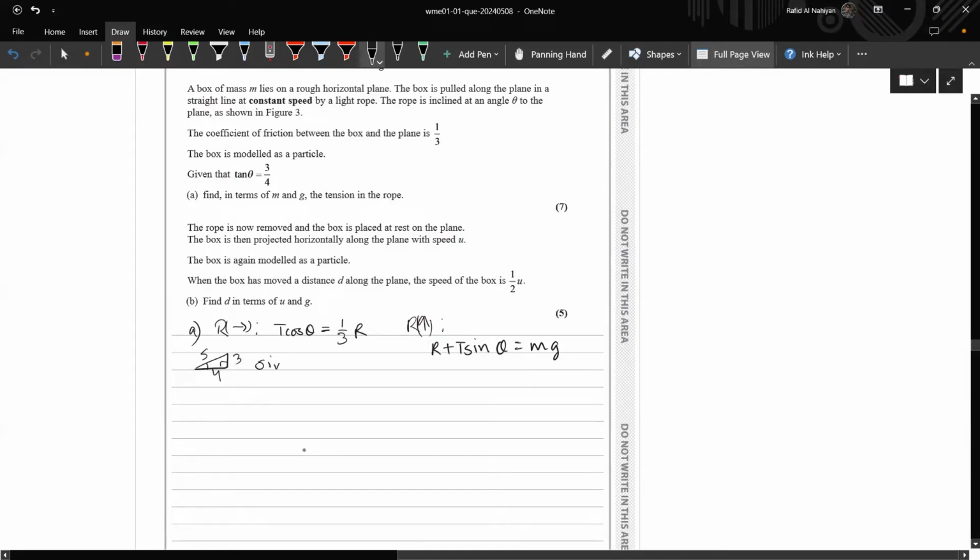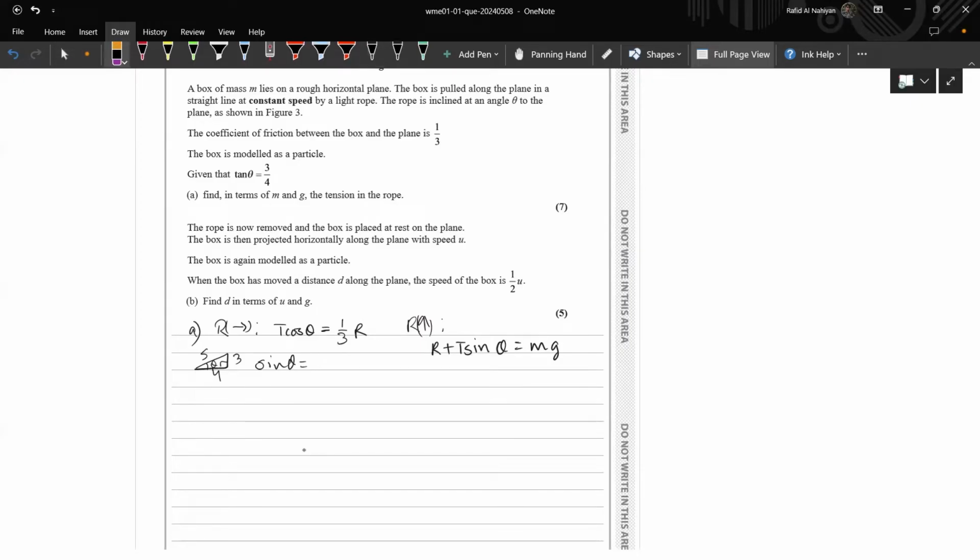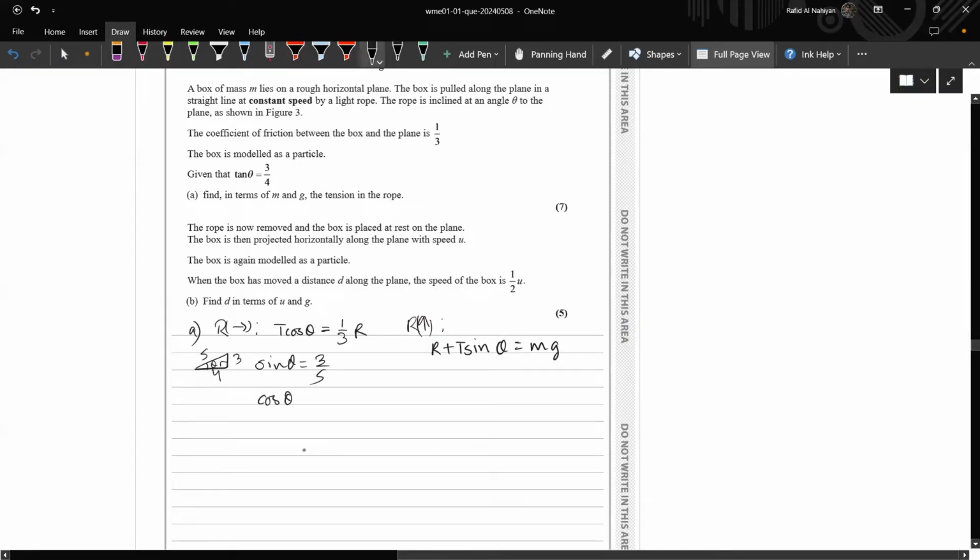So sine theta, considering this as theta, is going to be 3/5, as it's opposite divided by hypotenuse. I'm sure you all know this. 3/5, and cos theta is 4/5. All right, so now I can actually put these in these two equations. In the first one, it's going to be 4/5 T equal to 1/3 R.